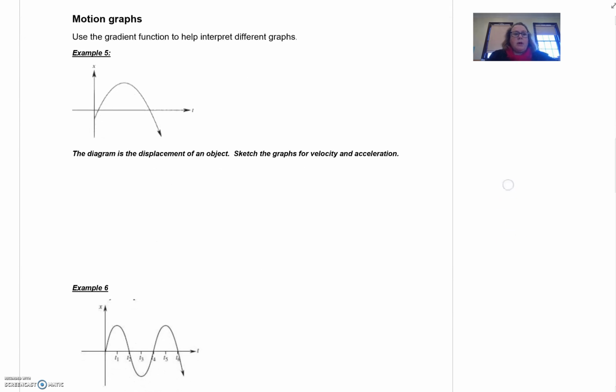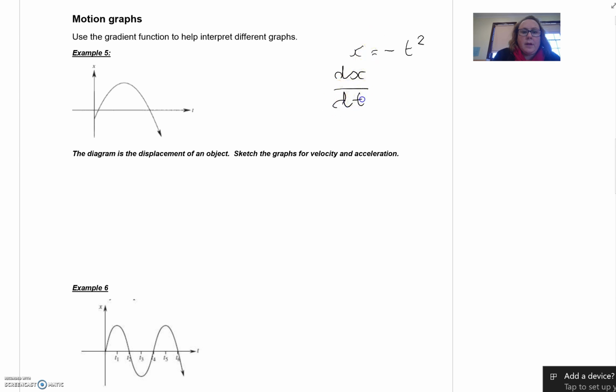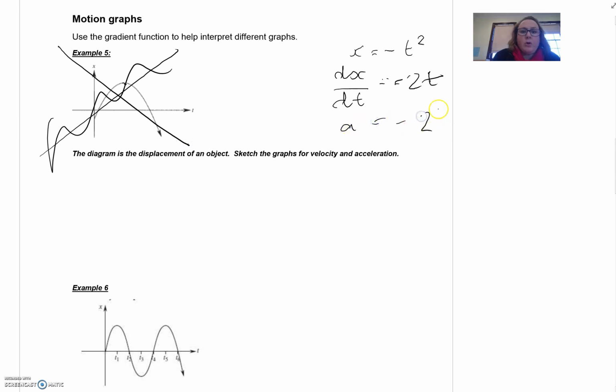So let's have a look at these motion graphs. It says it's a graph of displacement, sketch velocity. If displacement is a minus t squared shape, because it's downwards, then velocity, the change in distance over time, is a negative straight line. And the acceleration is a negative constant.